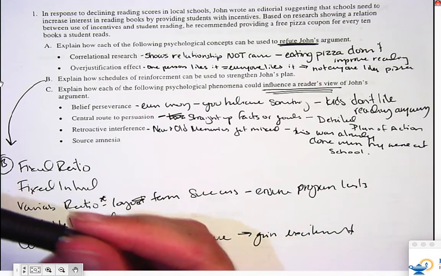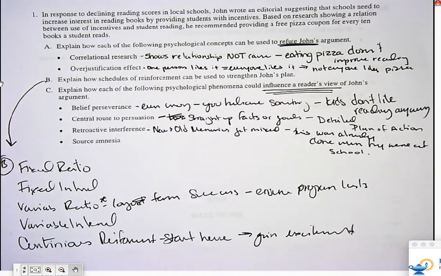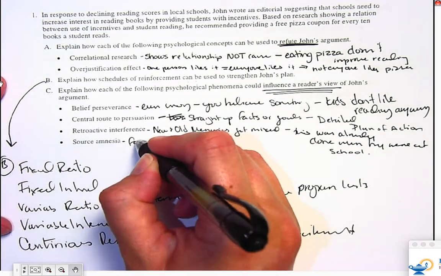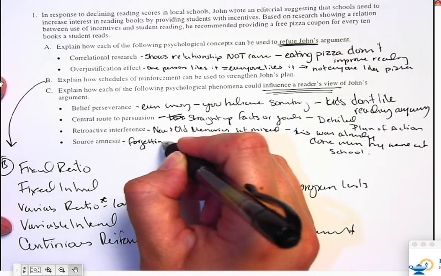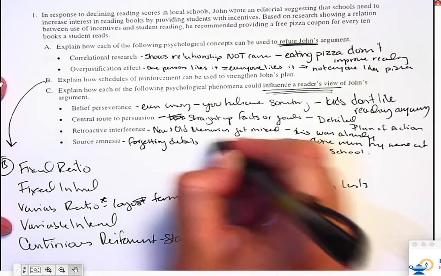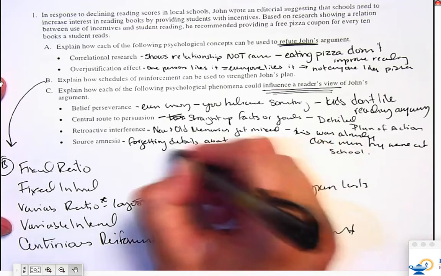All right. What is source amnesia? What is source amnesia? Think about it. Sleuth it out. Matt? Like when you forget what the source is. Okay, and not remembering things. Not being able to remember things in relation to a certain thing. There you go. So source amnesia. Forgetting details about one particular thing.